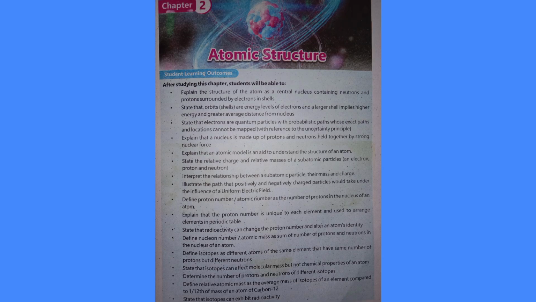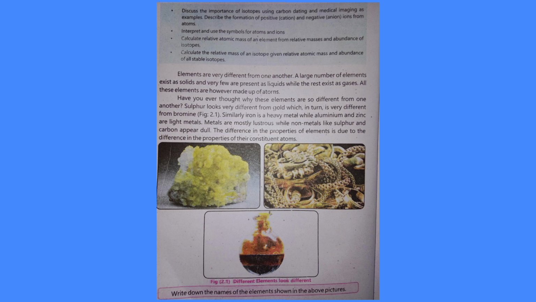Chapter number 2, Atomic Structure. Elements are very different from one another. A large number of elements exist as solid, very few are present as liquid, while the remaining rest exist as gases. Similarly, iron is a heavy metal, while aluminium and zinc are bright metals.